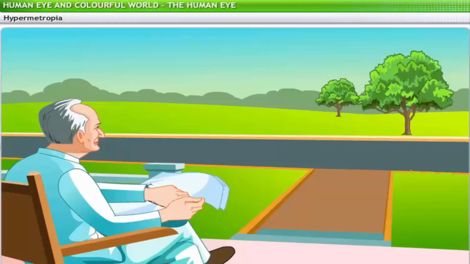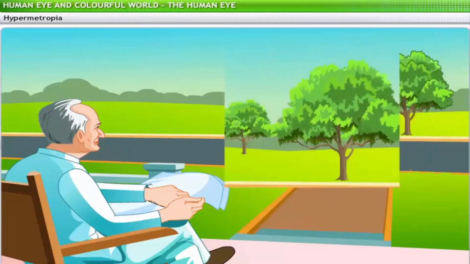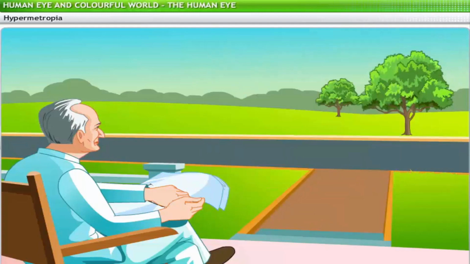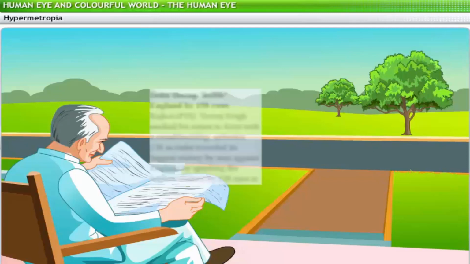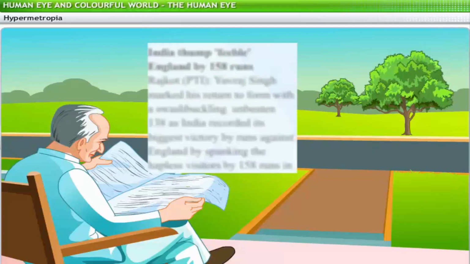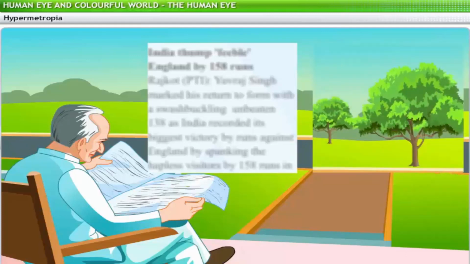Here is Mr. Smith enjoying a leisurely evening. He is able to see the tree across the road clearly. However, when he opens the newspaper, the newsprint appears blurred to him. Why does the newsprint appear blurred to Mr. Smith even though he can view the tree across the road clearly? Because his eyes are suffering from hypermetropia.